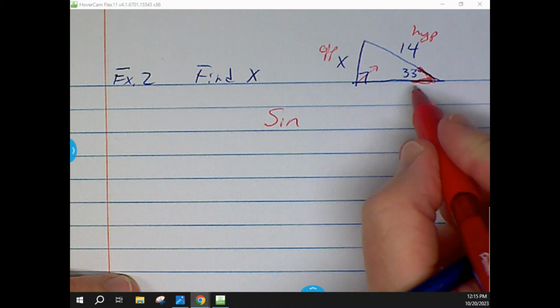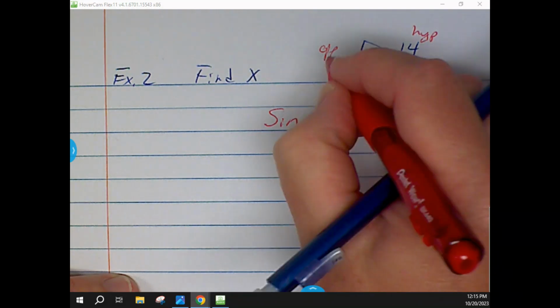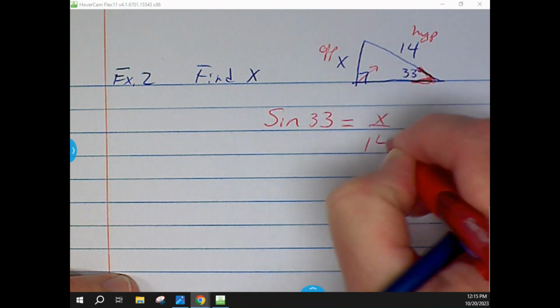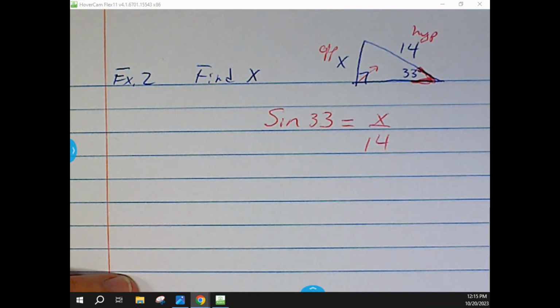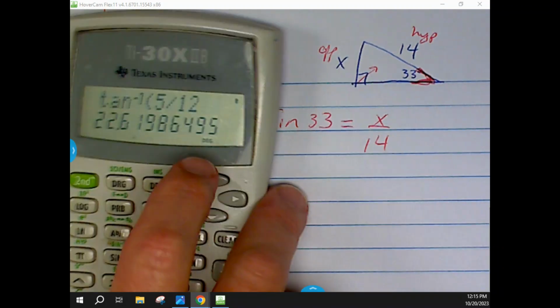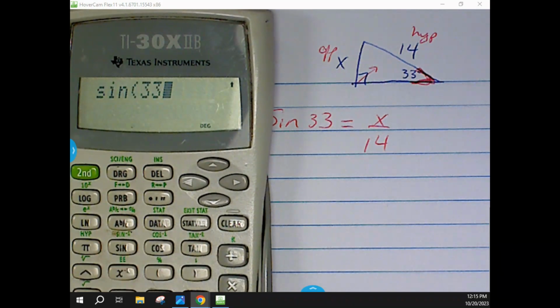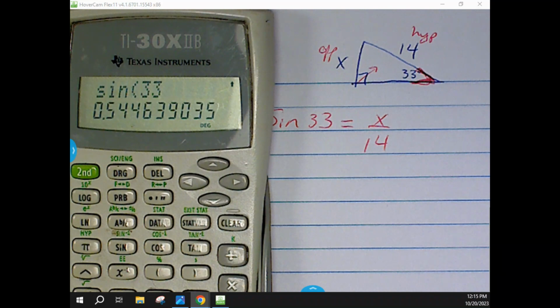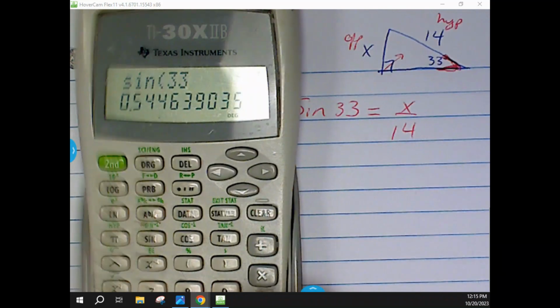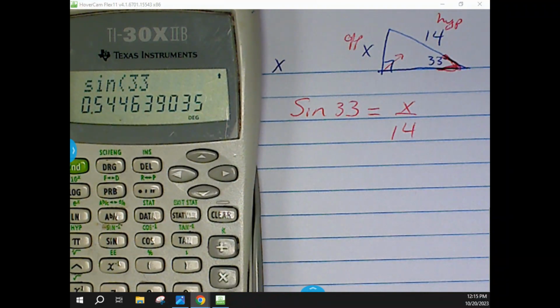Okay, so in this case, it's the sine of the angle, so we're going to do sine of 33 equals, and then opposite over hypotenuse is x over 14. Okay, so if they give you the angle, this time you don't have to hit the second button. You can just hit sine of 33 and get that number. Okay, so if you do sine of 33, that's 0.5446.